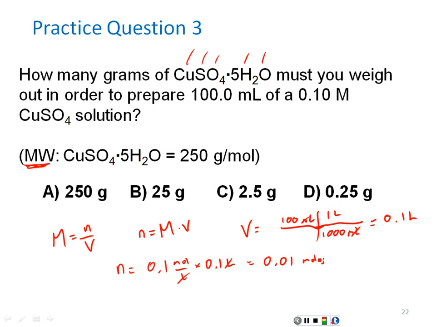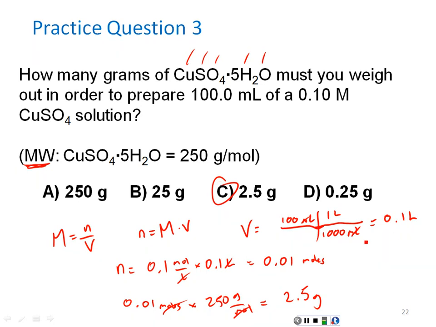Now we convert moles into grams. We multiply by the molecular weight, so 0.01 moles times 250 grams per mole. Moles cancel. We get 2.5 grams, and that would be answer C.